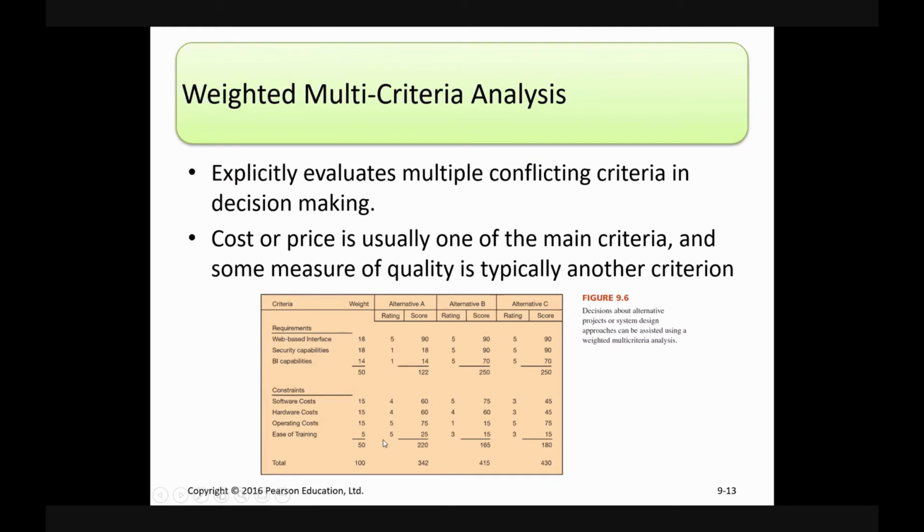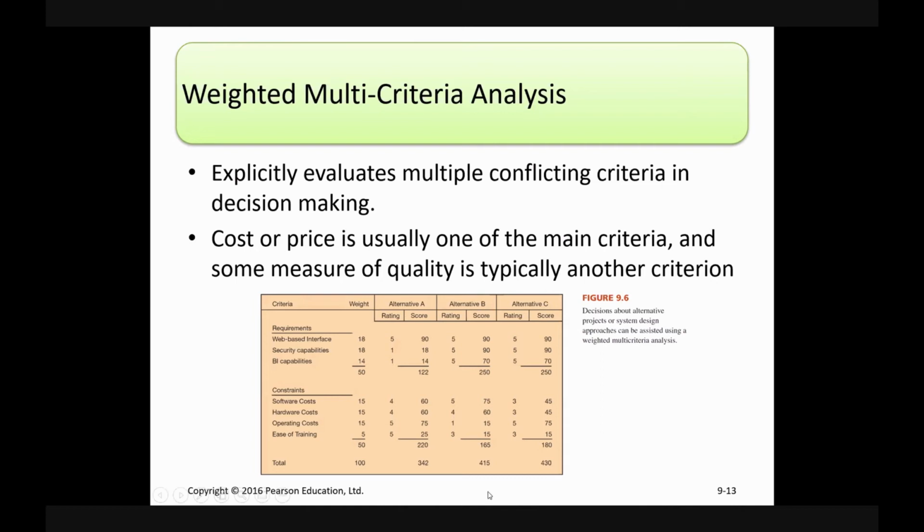If you see the cost here, the cost of alternative A is very high, 220. The other alternative B is 165, and alternative C is 180. In the end, you combine all the scores for requirements and constraints. So option A is 342, option B is 415, and option C is 430. Now it depends on the executive people, the top management, what kind of priorities they are looking for in their solutions.